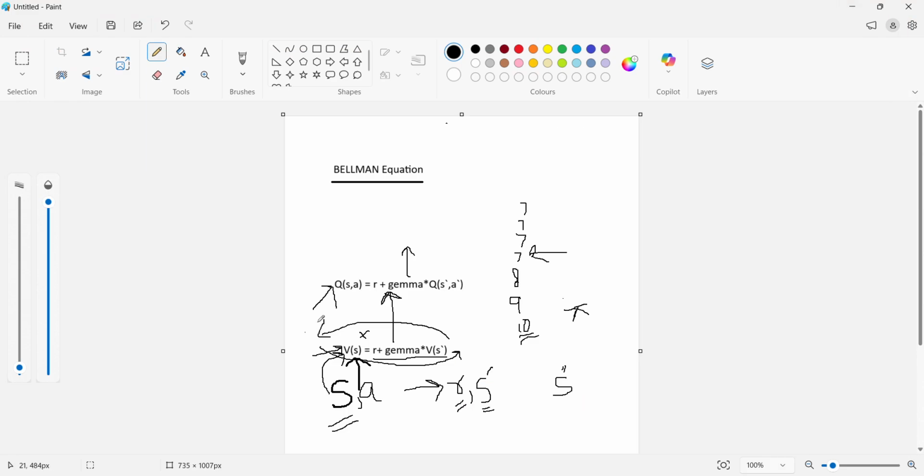So this is how you use the Bellman equation to find the action value or the state value given a state action pair or just the state. Let's go back to the slides.